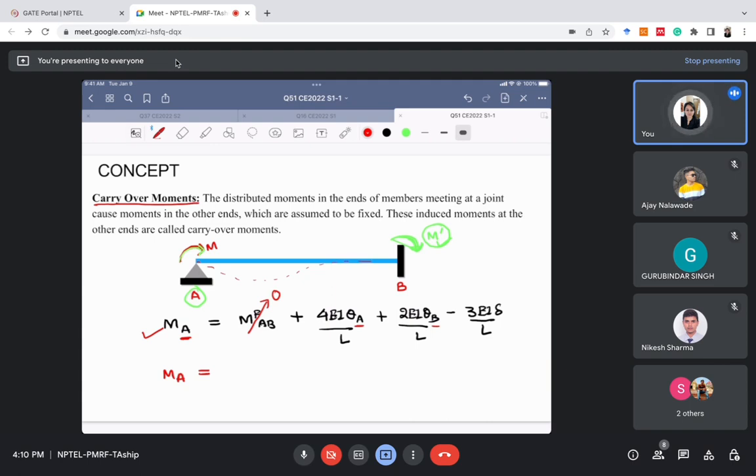Will there be any theta B? Can anyone answer? In the comment maybe. Just a guess maybe. No, ma'am. Right. There will not be any theta B. Why? Because the end B is fixed, right? So this is 0. There is no sinking of support, so this thing will also be 0. Right. So MA will simply be equal to 4EI theta A by L.